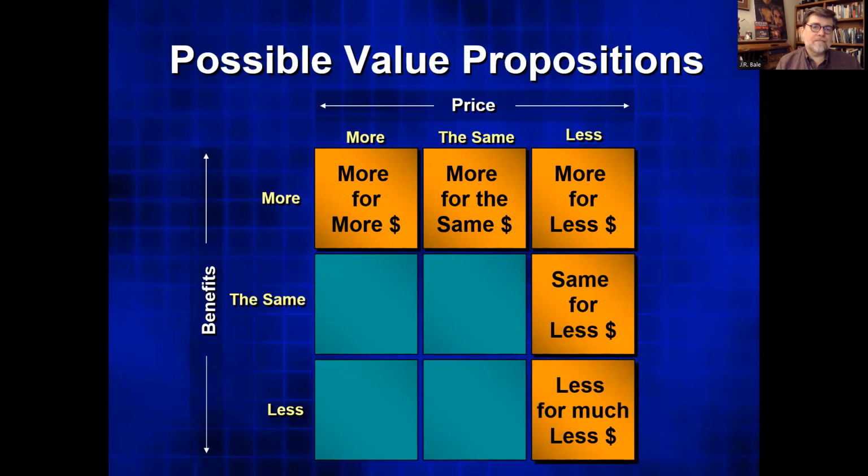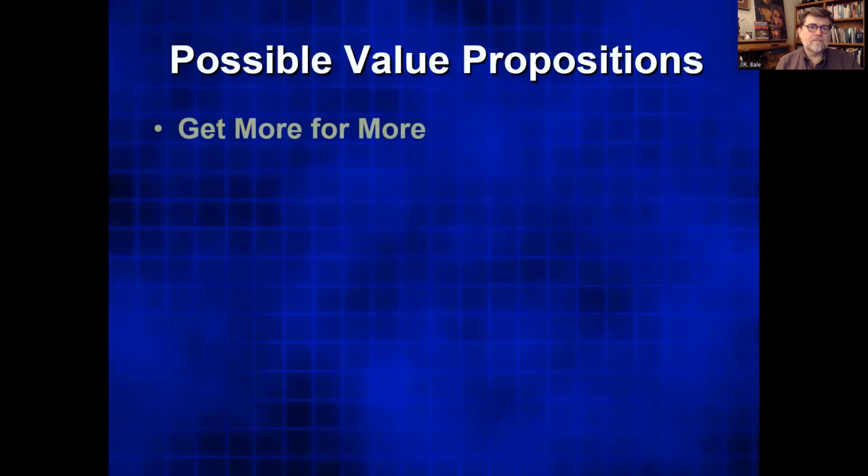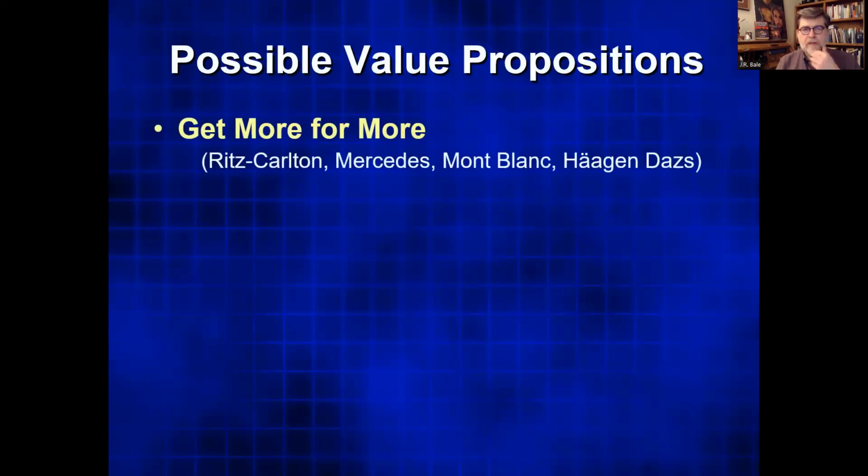Okay. The other is things like getting the same for the same. Or getting the same or less for more. That's a loser. So these 5 are really the only ones that are really viable. So let's go through a few examples. Getting more for more. I can give you a few product examples there.